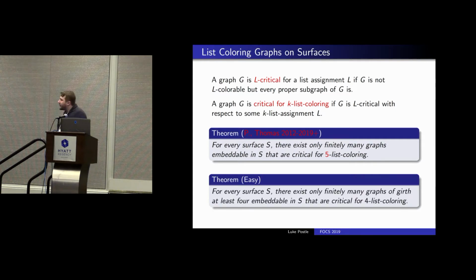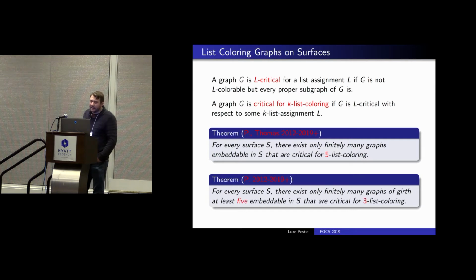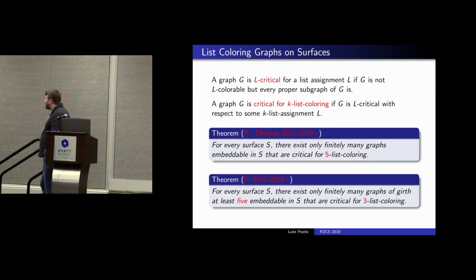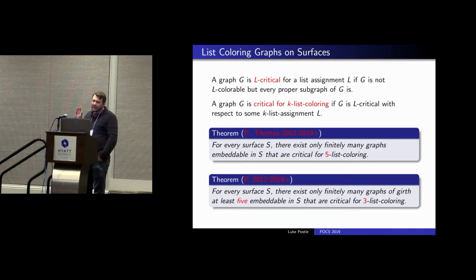And you can also ask about higher girth. Well, you can show pretty easily that there are only finitely many graphs of girth at least 4 that are critical for 4-list coloring. And I was able to show, in a kind of companion work of maybe another 30 to 50 pages, that for girth 5 you can do 3-list coloring, that there are only finitely many for 3-list coloring.